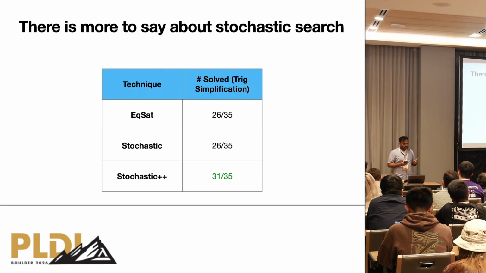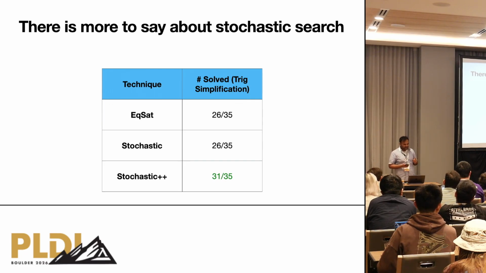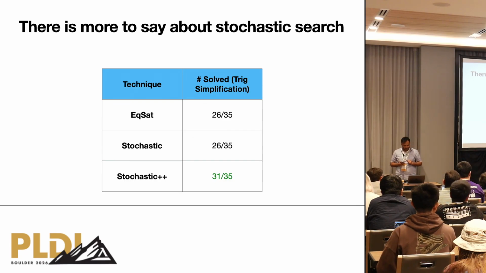And just as a parting thought, there is more to say about stochastic search. On the trig benchmark, if you implement a new secret optimization that I cannot tell you about right now, stochastic search actually beats EqSat. If you want more details, you should talk to my co-author Qiantan, who's in the front row later.